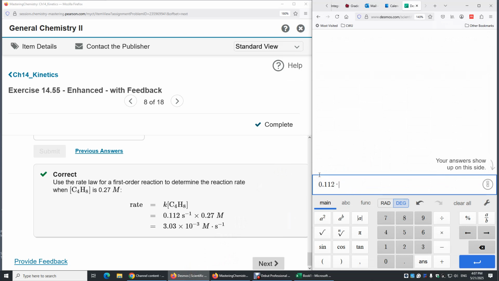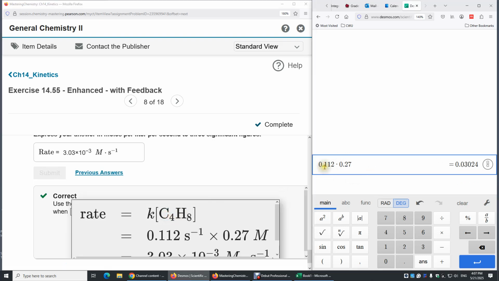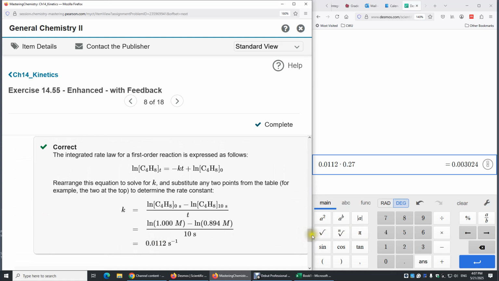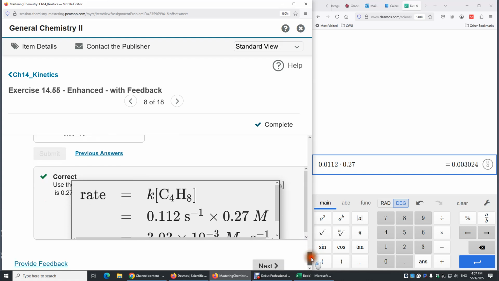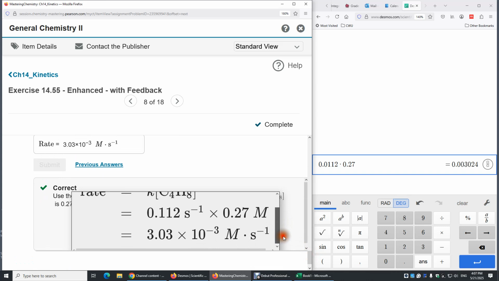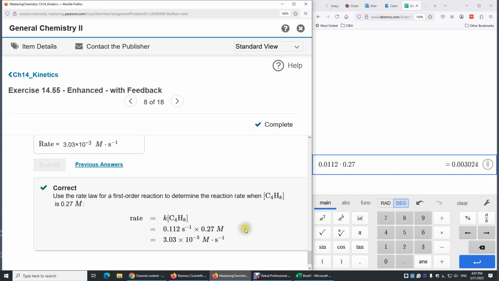0.0112 times 0.27. Oh, and also there's a typo here. They missed a 0 here. The reaction rate constant should be 0.0112. So let's take a look. Yeah, 0.0112. So occasionally you find a mistake here and there in Mastering Chemistry. All right, so there should be a 0 here right after the decimal point, and I got 0.00302 instead of 0.00303.